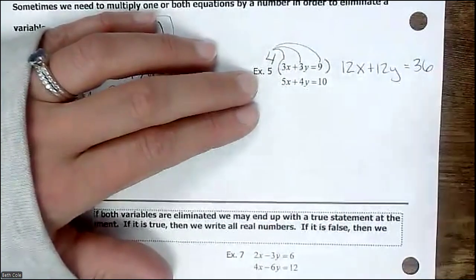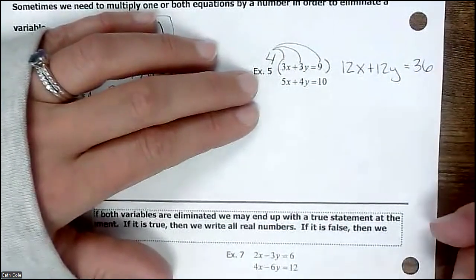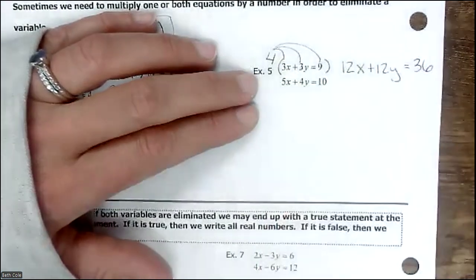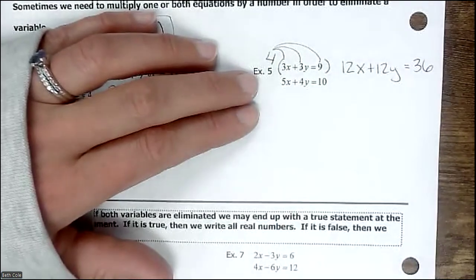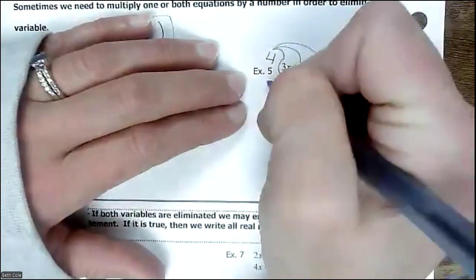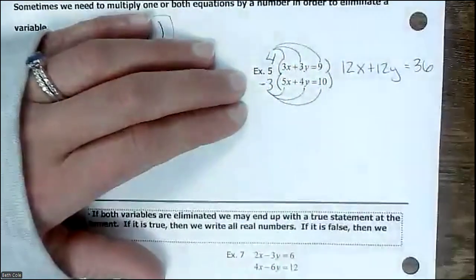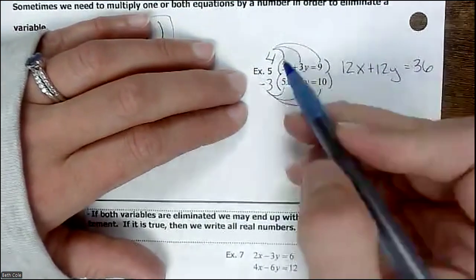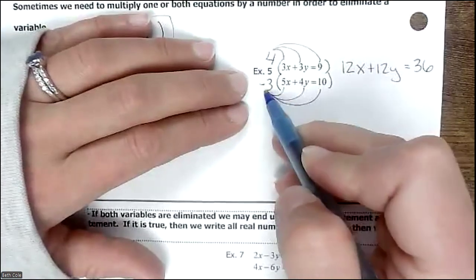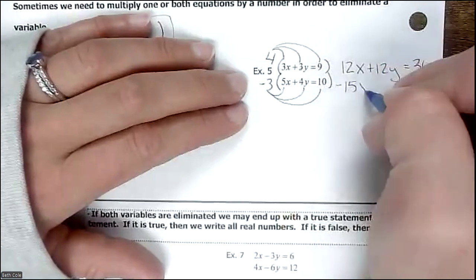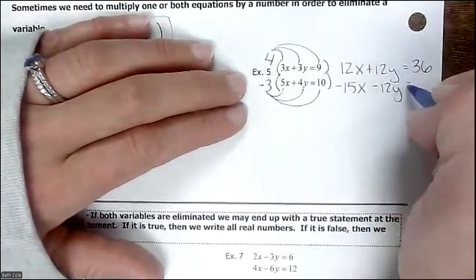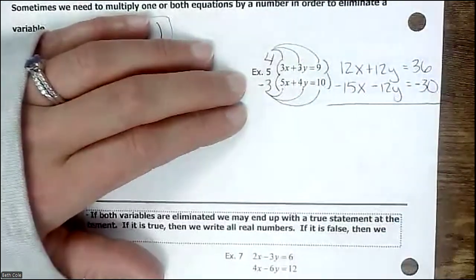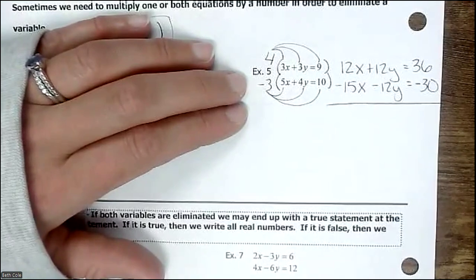4 times 9 is 36. I'm sort of being your calculator there. You could use Desmos. Now, I don't want the other one to be 12. I want it to be -12 so that they'll cancel. So good. Where did the -3 come from? You have to come up with it. So that's going to give you -15x minus 12y equals -30. Good job. That went way better than I was expecting it to.